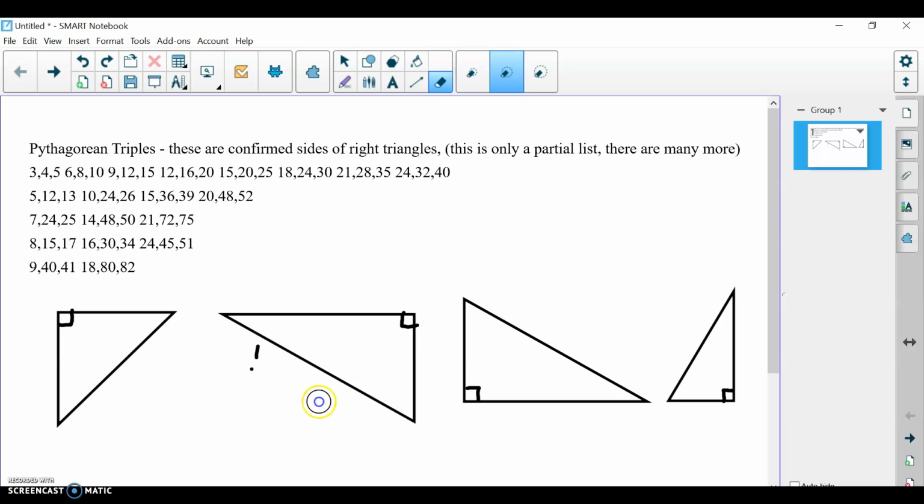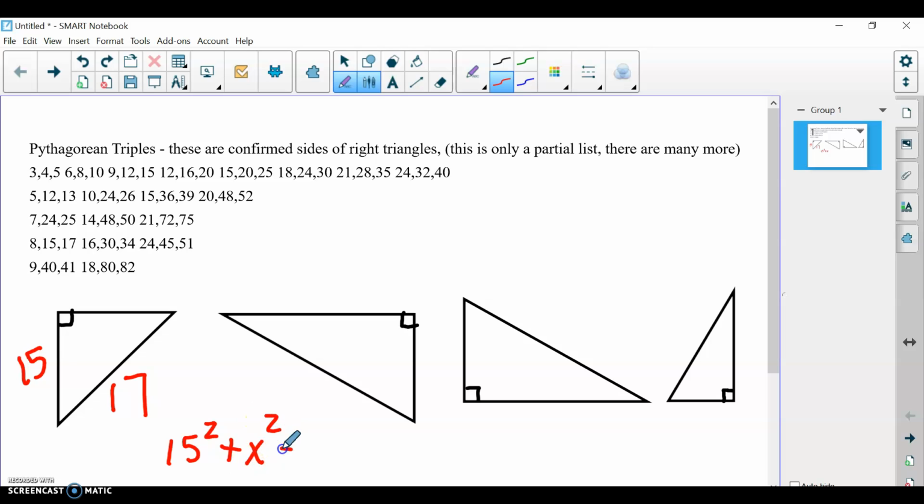Let's say this side right here is a 17, and this side is a 15, and I want to know this side right here. Instead of doing the Pythagorean theorem, which I can do, I could go 15 squared plus x squared equals 17 squared, and figure it out. But the first thing you should always do is look at your triples, because it usually is a triple.